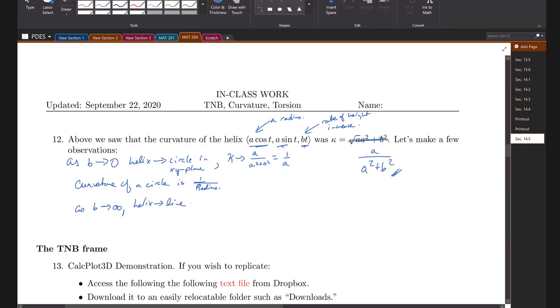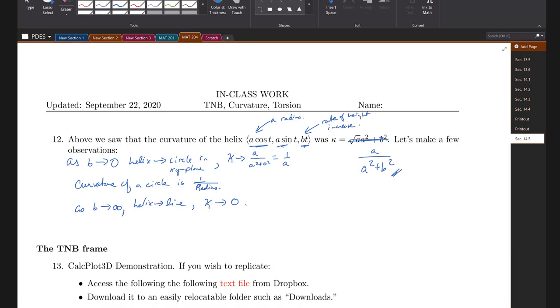And what does the curvature approach? The curvature would be approaching 0 as b goes to infinity. And so one way of saying that is, since the curvature is approaching 0, we would say that the helix is approaching a line in shape. Okay.